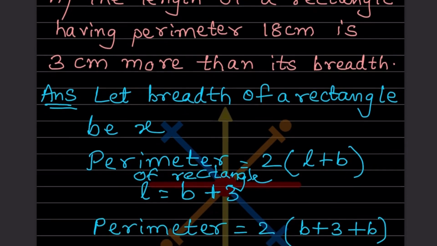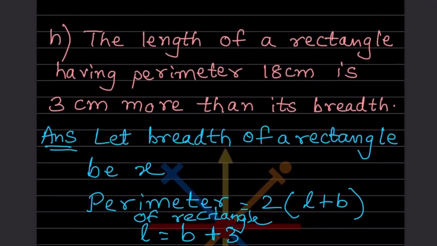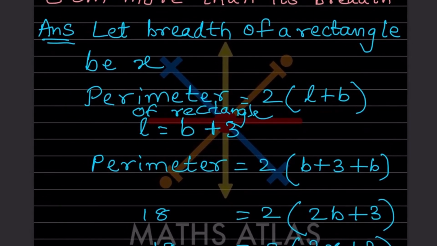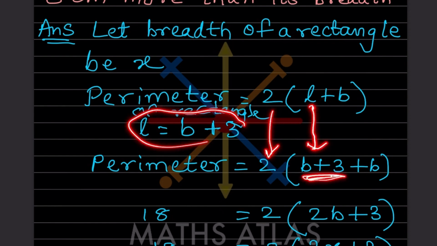So now what are we going to do? First thing, we will put the values of it. So perimeter, in place of this one, what are we going to do? This 2 we will keep as it is. Now we know length is B plus 3. So in place of this length, we are going to put this B plus 3. And this B we will keep as it is for the time being. First, we are not going to think about this X.